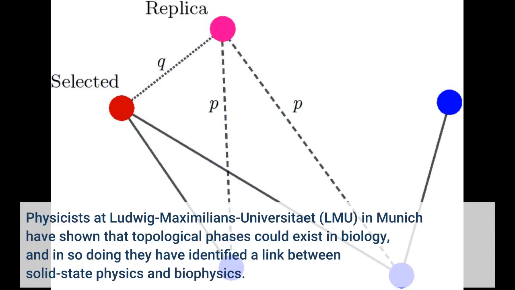Physicists at Ludwig-Maximilians-Universitaet, LMU, in Munich have shown that topological phases could exist in biology, and in so doing they have identified a link between solid-state physics and biophysics.